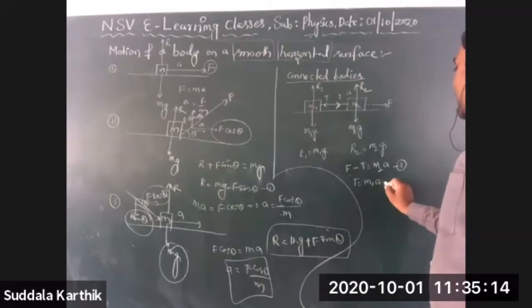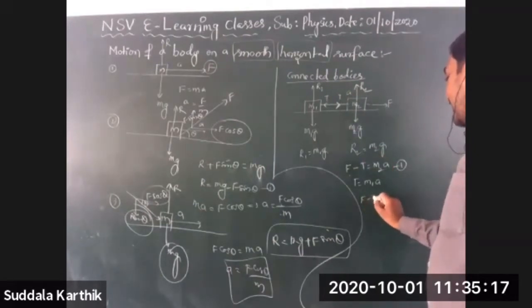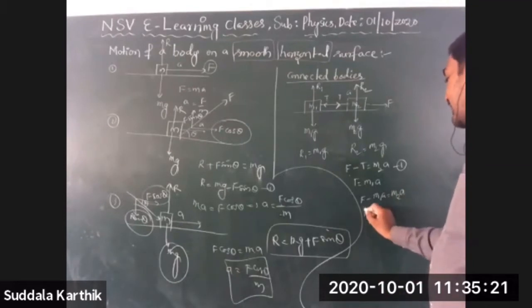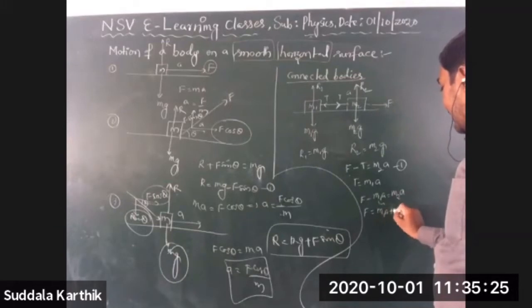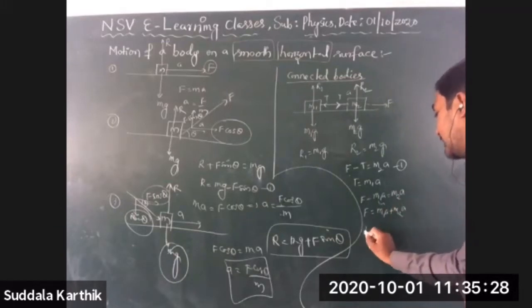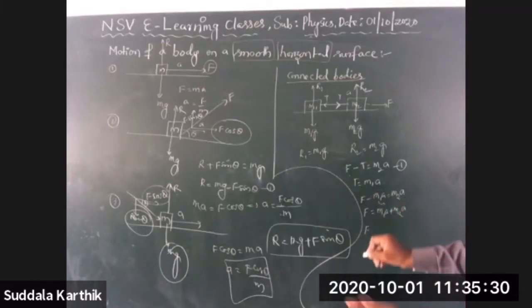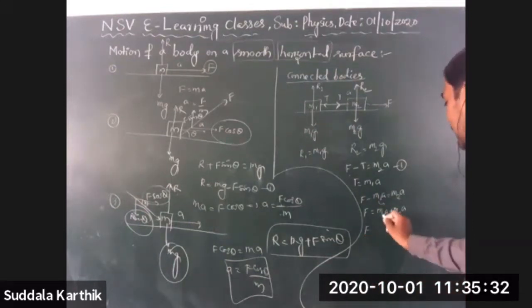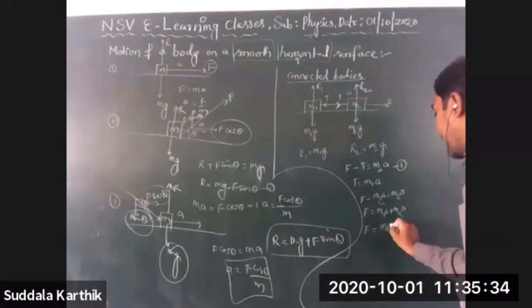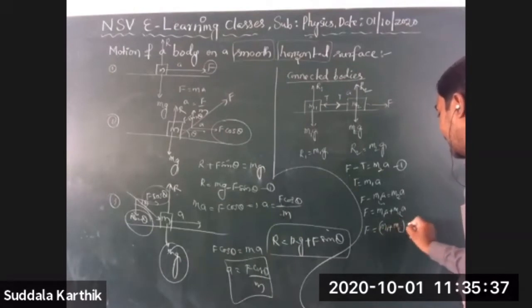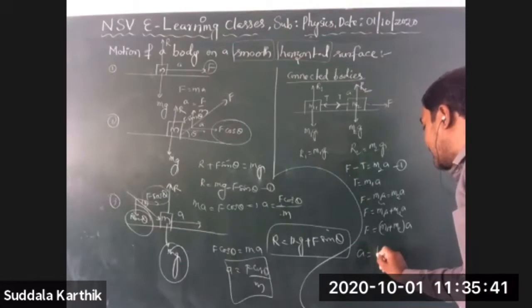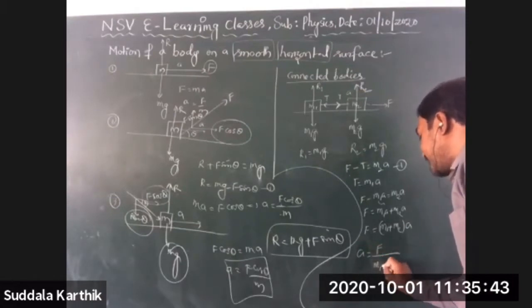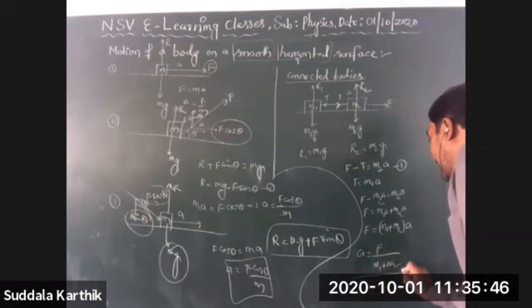Just substituting this T value here: F minus M1 into A is equal to M2 into A. So F is equal to, sending this to that side, M1A plus M2A. It is becoming positive. So now F is equal to M1 plus M2 into A. So A is equal to F by M1 plus M2.